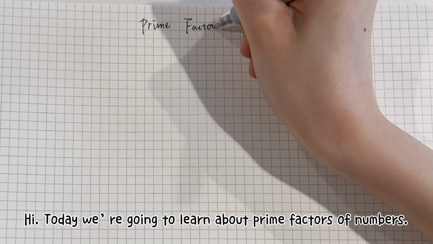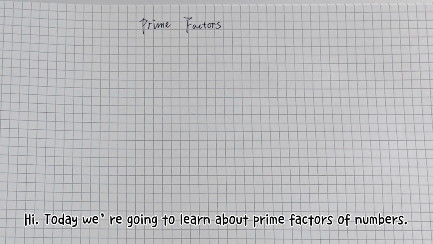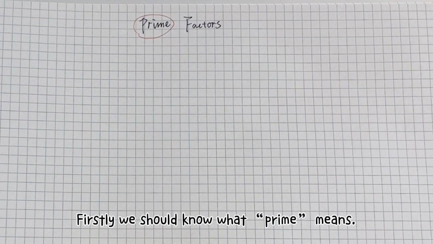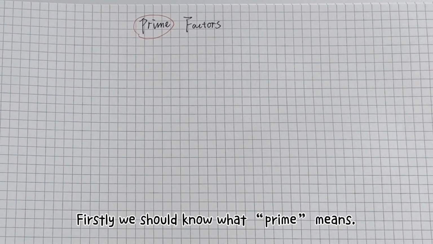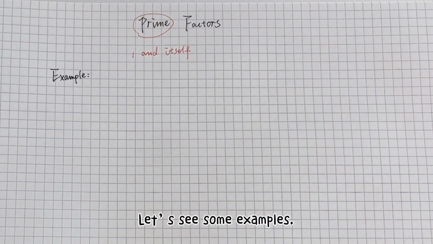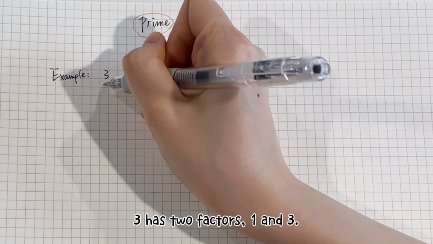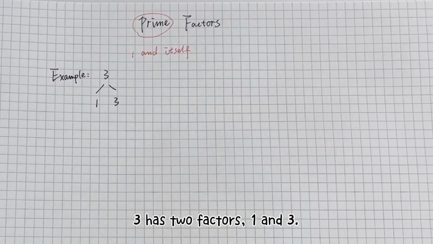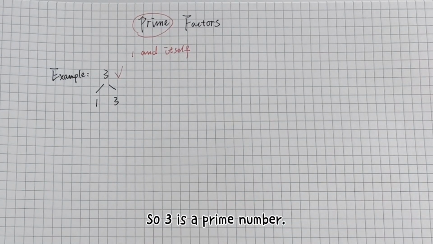Hi, today we're going to learn about prime factors of numbers. Firstly, we should know what prime means. A prime number is a number that has exactly two factors, 1 and itself. Let's see some examples. 3 has two factors, 1 and 3. So 3 is a prime number.